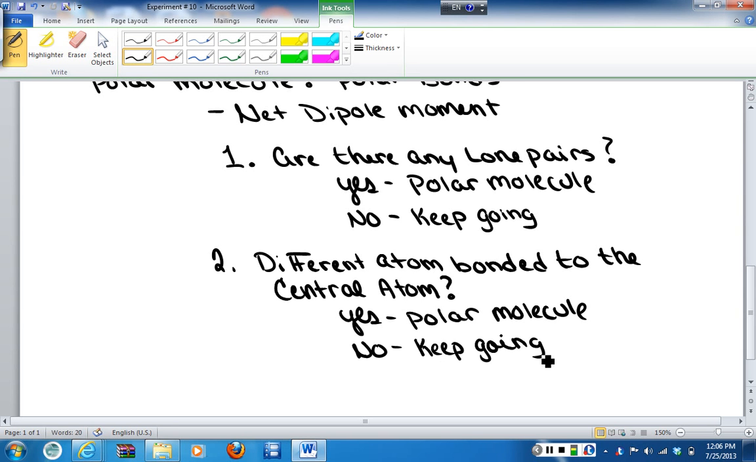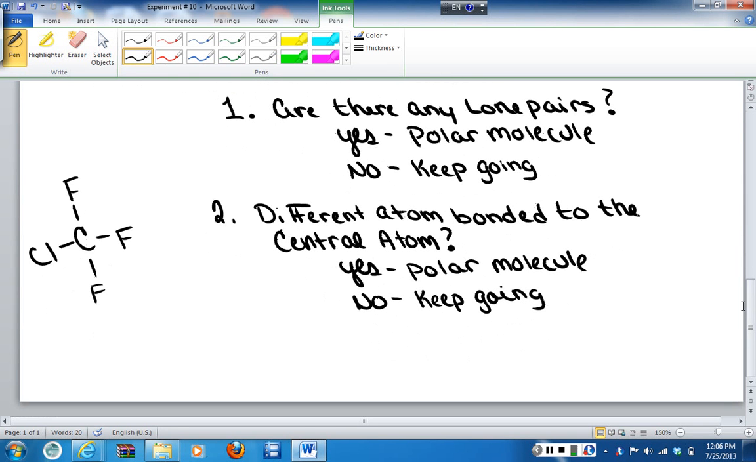And what do I mean by that? Well, say for example we have carbon bonded to fluorine, fluorine, fluorine, and then a chlorine. Clearly you can see that the chlorine is the different atom. That's what I mean by, is there a different atom bonded to the central one? Basically what that's saying is that you're going to get a net dipole moment. Your molecule is going to be pulled to one side due to differences in electronegativity. So these are two things that make it a little bit easier to determine whether or not you have a net dipole moment.